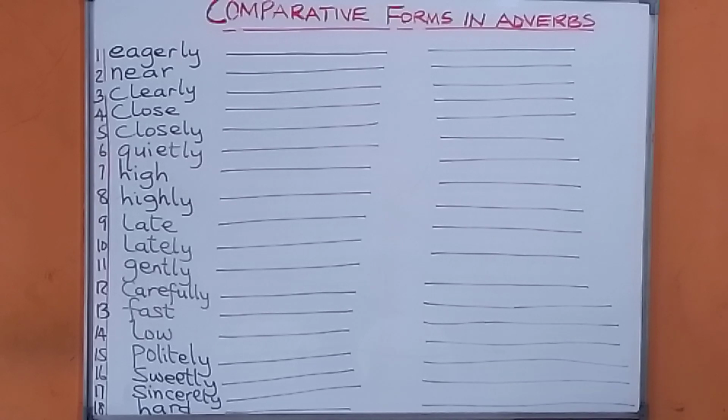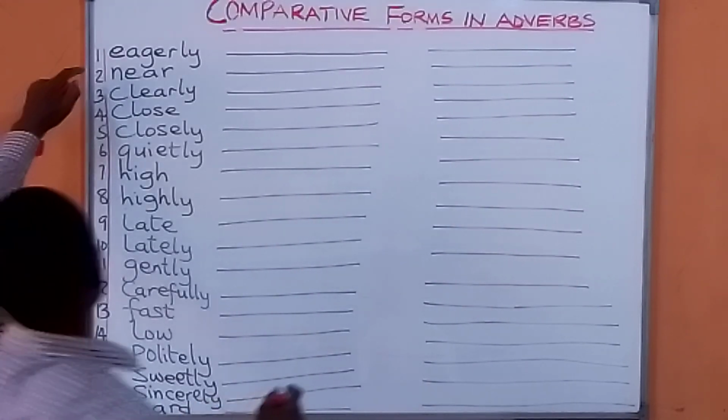If you do that, copy these words, fill the comparative forms of adverbs, and come back to the video as we put them together. Now look at number one. Remember, we said, where you see an adverb ending in ly, do not add er or est. What you do is put before the word more or most and leave the word like that. Don't change it. Okay?